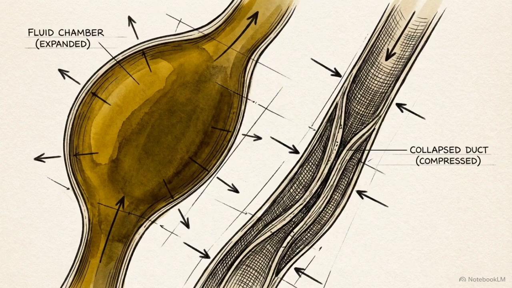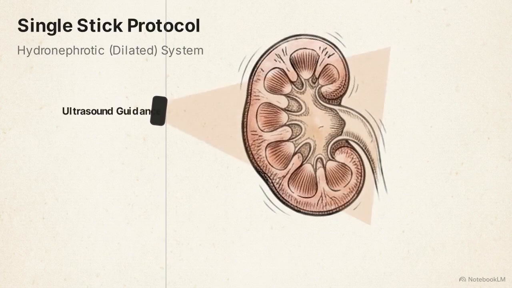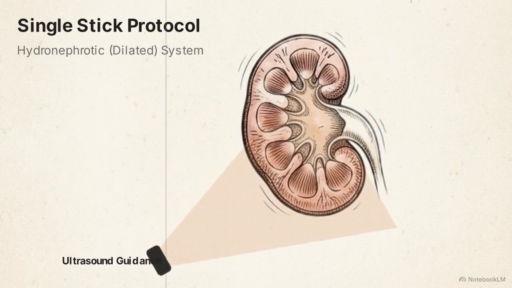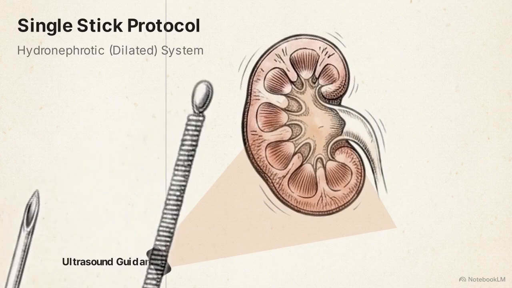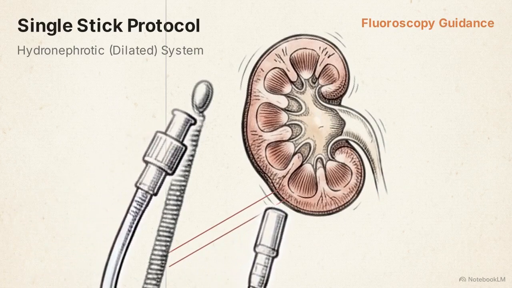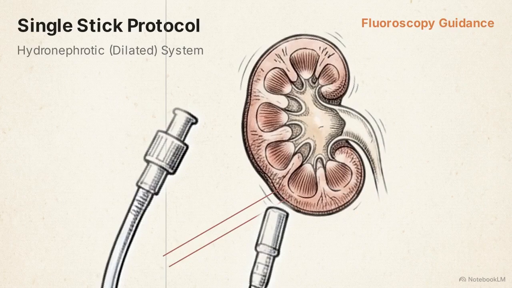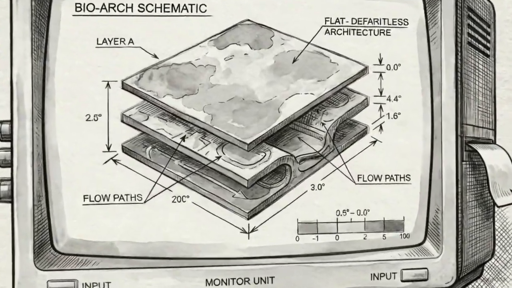The system will be hydronephrotic, meaning it is dilated with backed-up urine, or completely collapsed. This diagram demonstrates the single-stick protocol for grossly dilated systems. An ultrasound beam guides a single needle straight into the expanded lower posterior pole. The tract is then widened under fluoroscopy to accommodate a guide wire, allowing a drainage tube to lock into the space.